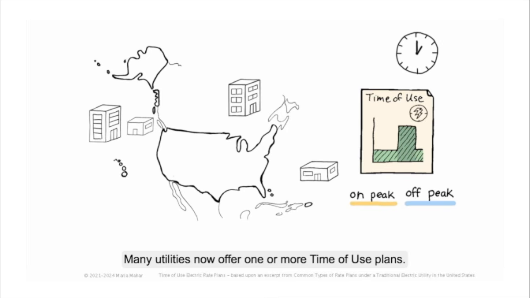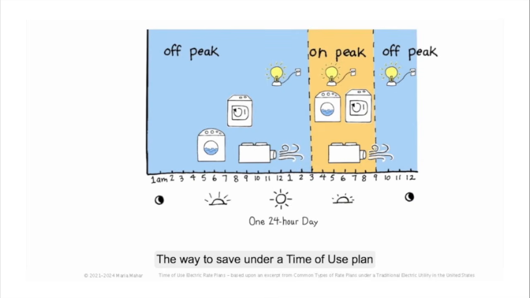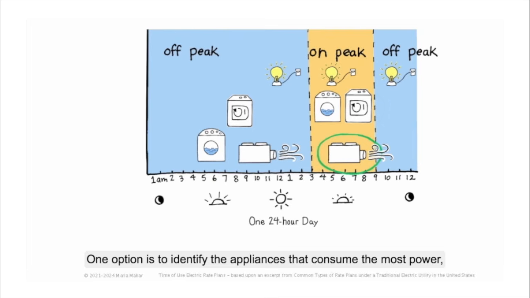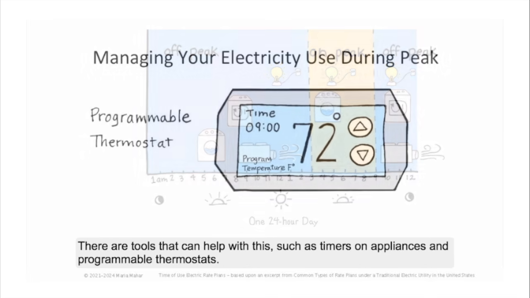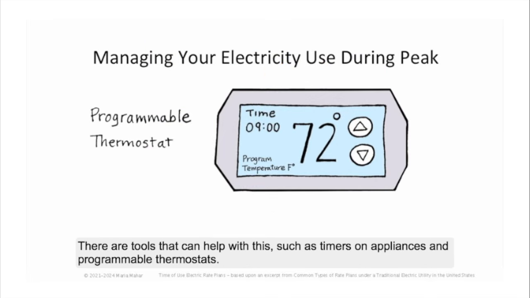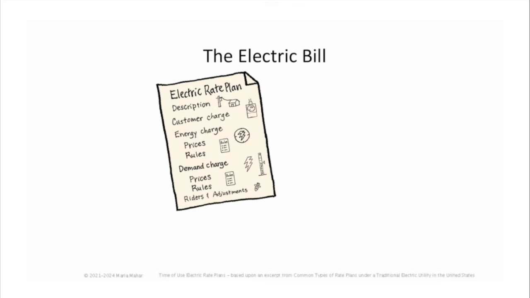Many utilities now offer one or more time-of-use plans. The way to save under a time-of-use plan is to shift electricity consumption away from on-peak hours. One option is to identify the appliances that consume the most power, then use them during off-peak times, when possible. There are tools that can help with this, such as timers on appliances and programmable thermostats.